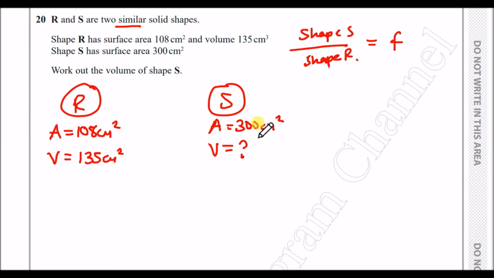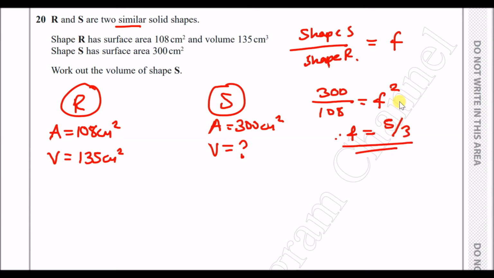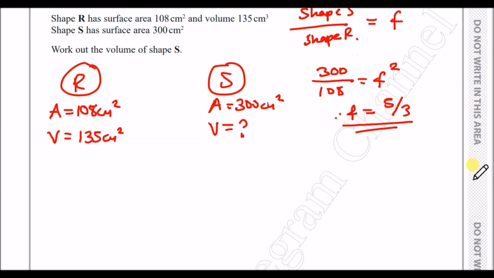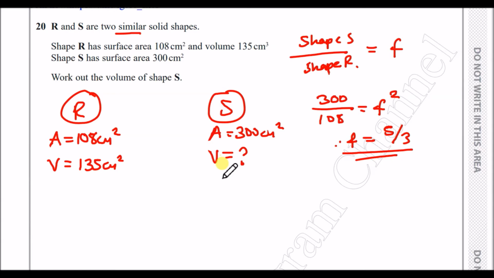So let's find the area of S to area of R. So that's going to be 300 over the area of R, which is 108. And it's going to equal some scale factor squared because it's area. That means to find F, guys, all you're going to do is square root 300 over 108. Square root these values and you're going to get 5 over 3. That's easy to do. Just put a square root over 300 over 108. Now we know what the scale factor is, 5/3. All you're going to do now is pretty much do the same thing but with volume.